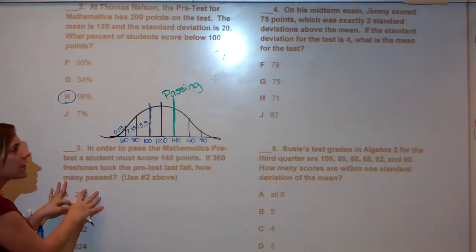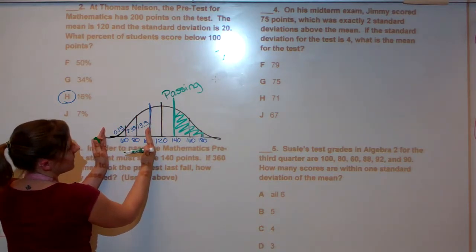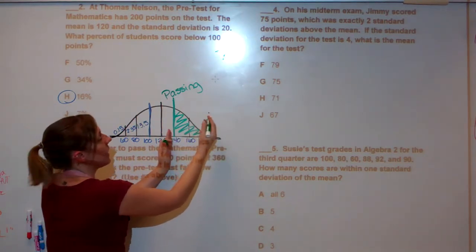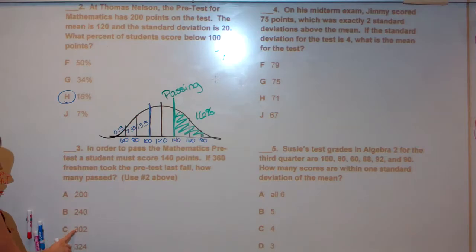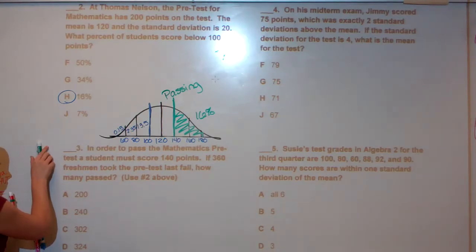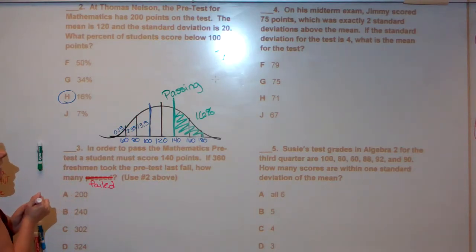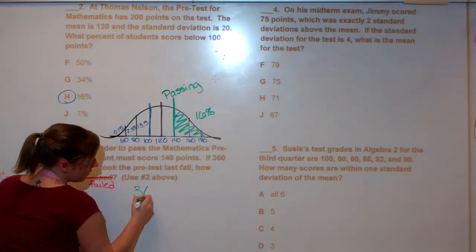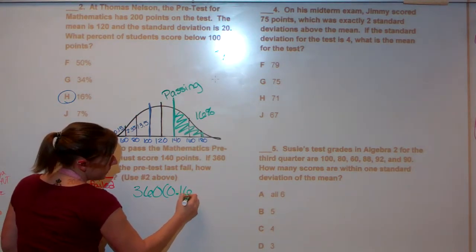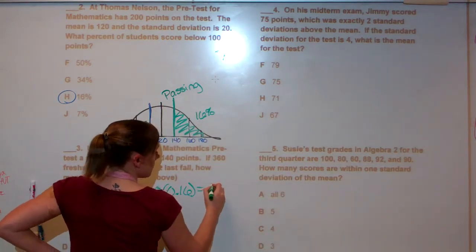Well, I think there's a typo here, because passing means 140 or higher, which we already know if this end is 16%, we know that this is the mirror end, so it's also 16%. And 16% of 360 is not on here. So I believe that instead of saying passed, the question actually is how many failed. Okay, because what we can do is we can find 16% of 360. So 360 times 16% is, I think it was, 58 students.